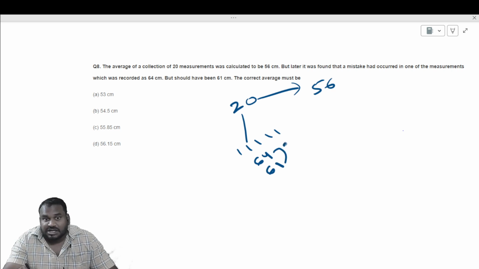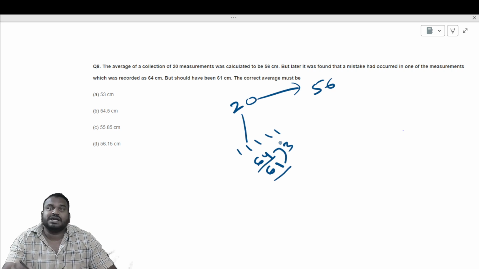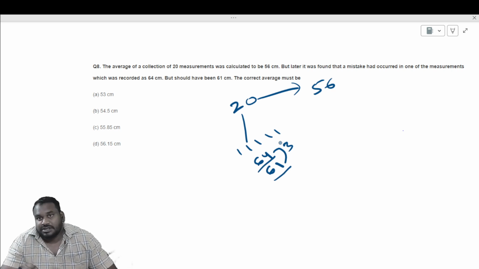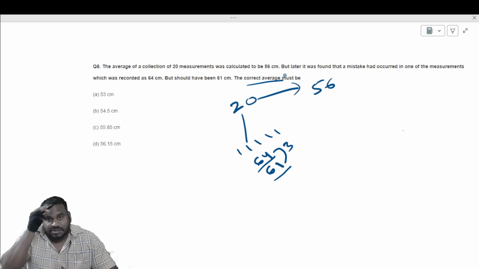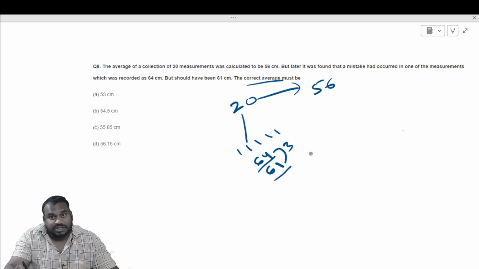What is the extra? What is the difference between 64 and 61? 3. Instead of having 61, it was having 64. So 3 extra is added. The sum is increased by 3. That's what you need to understand. Now he is asking for the correct average. What is the average actually found? It is 56.